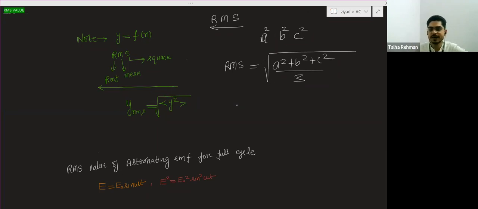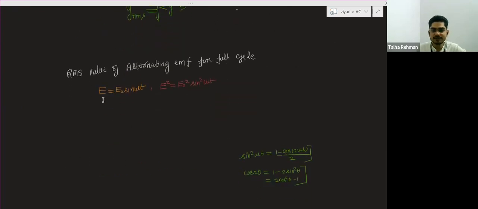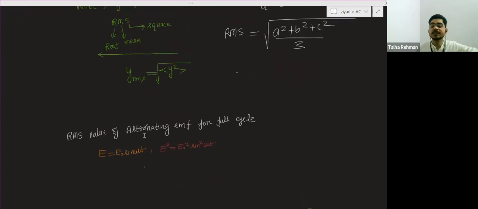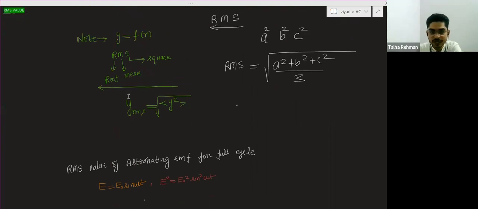This is valid when A is a constant value, B is a constant value, C is a constant value. But we have the alternating EMF. We want to calculate the root mean square value for alternating EMF, but alternating EMF is changing with time. So we will use integration for that. First we will take the square.